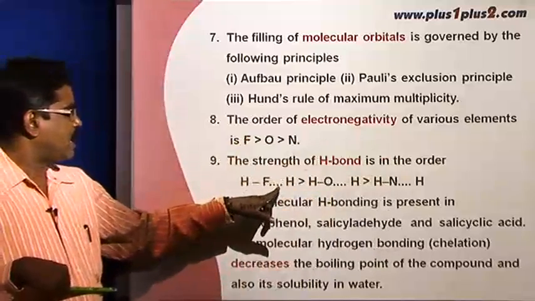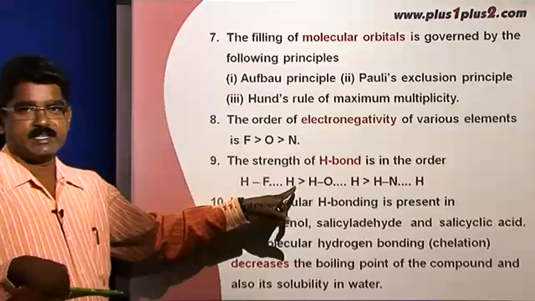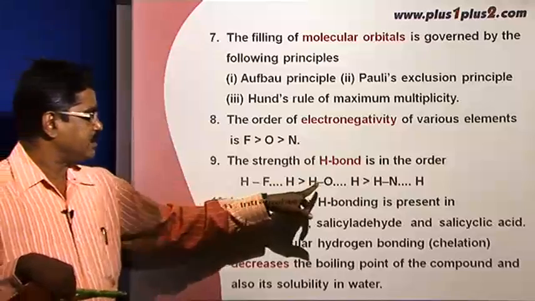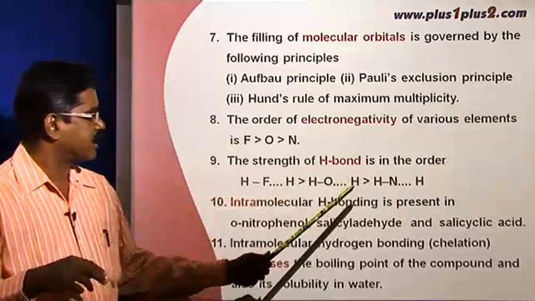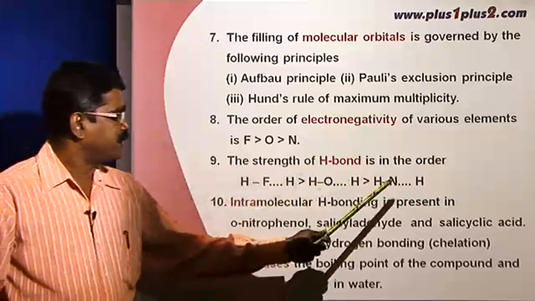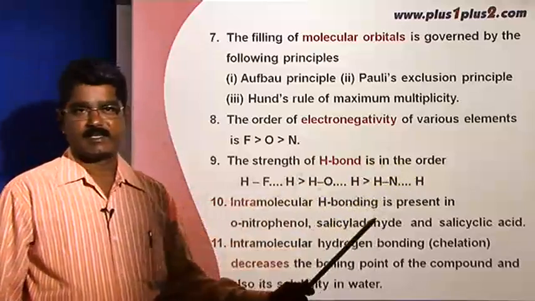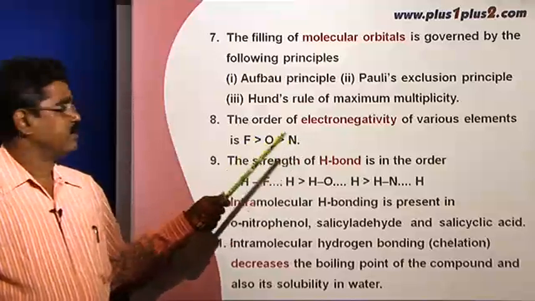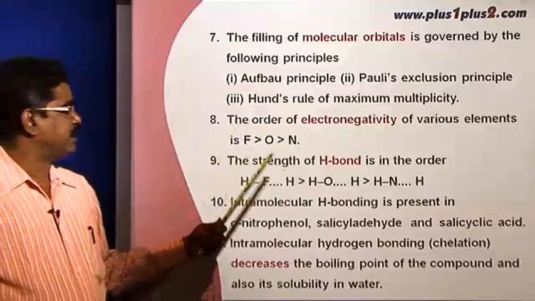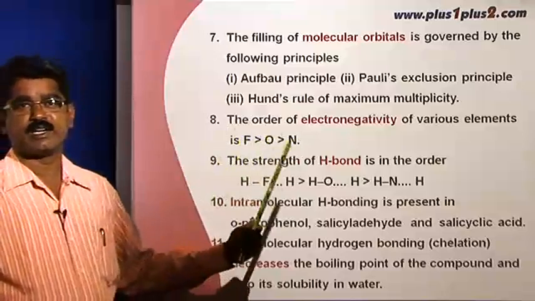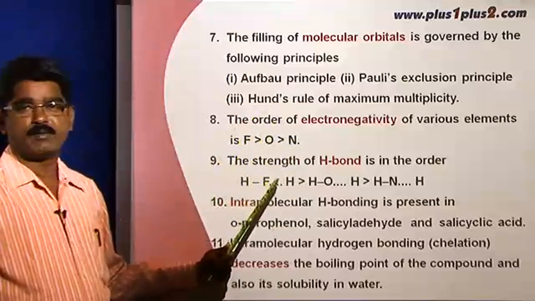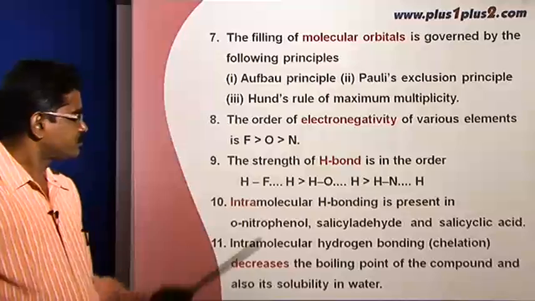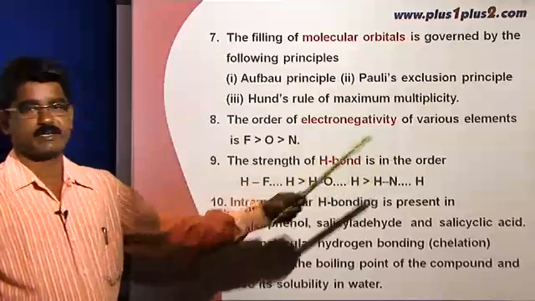So, the bond formed between fluorine and hydrogen would be very strong than the bond formed between oxygen and hydrogen, which is stronger than the bond formed between nitrogen and hydrogen. The reason behind is the electronegativity order is such. And once again I remind you that fluorine is the highest electronegative element. So, the bond formed by fluorine also is very strong. So, that we have the order, strength of hydrogen bonds.